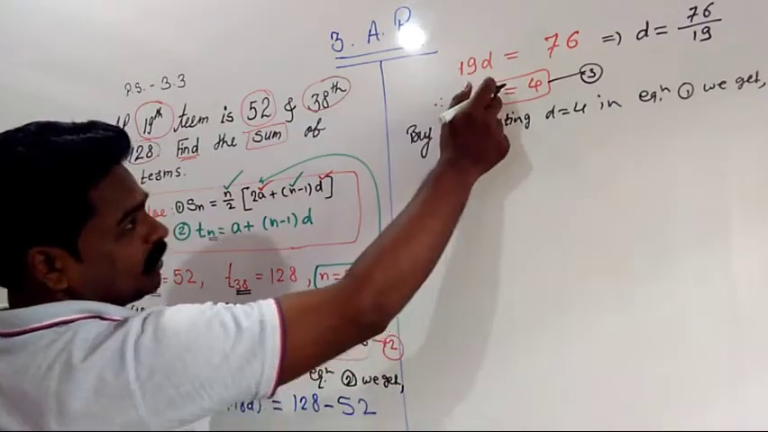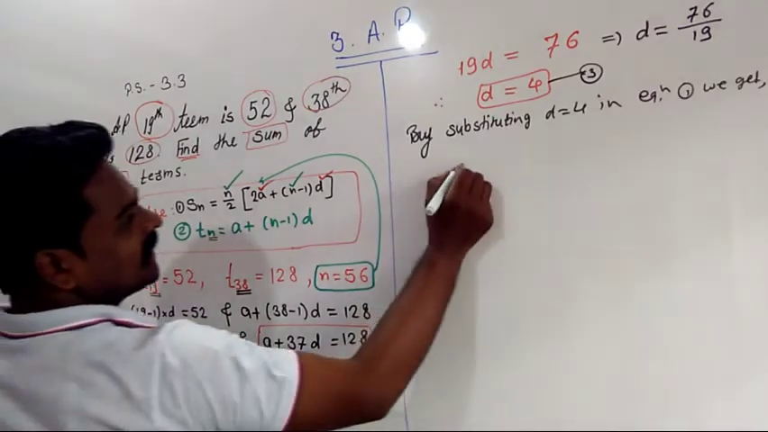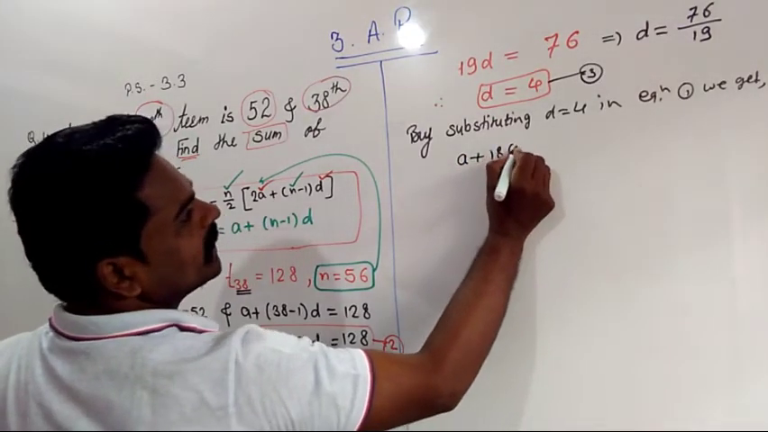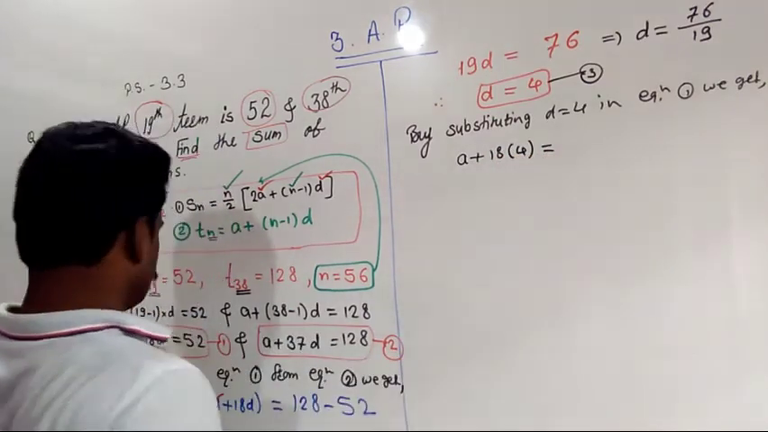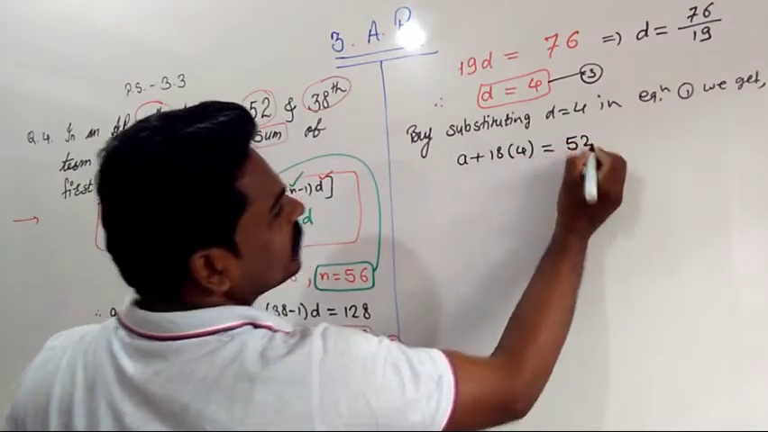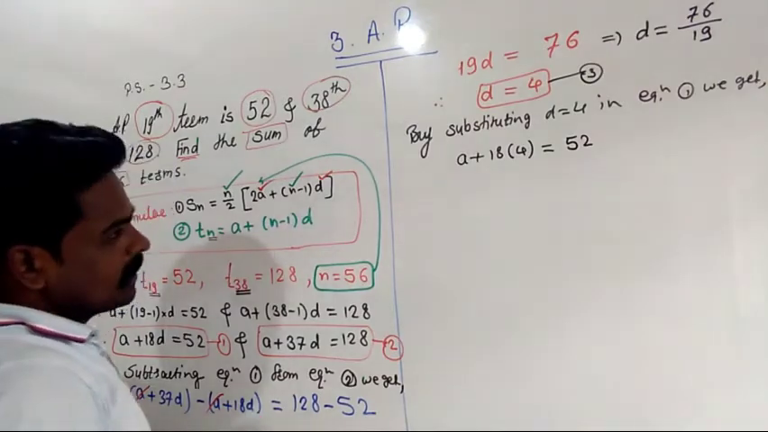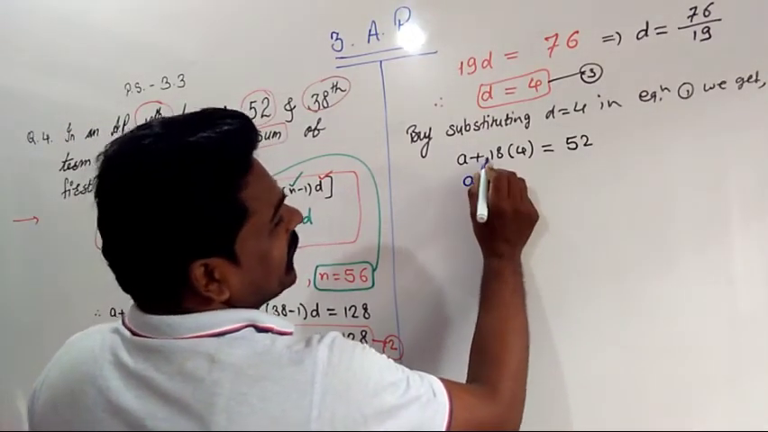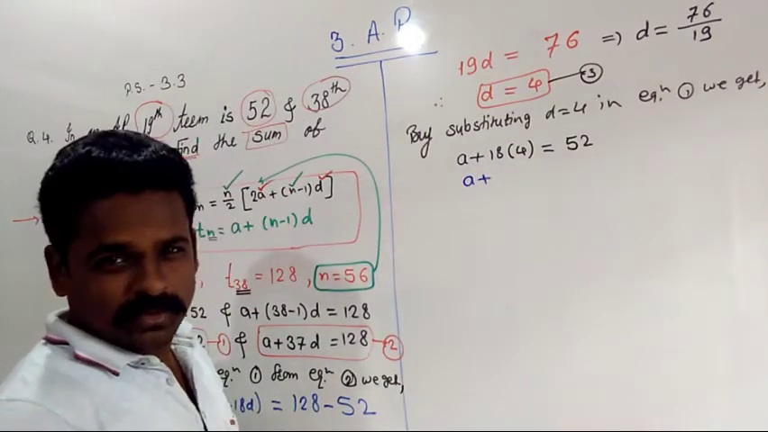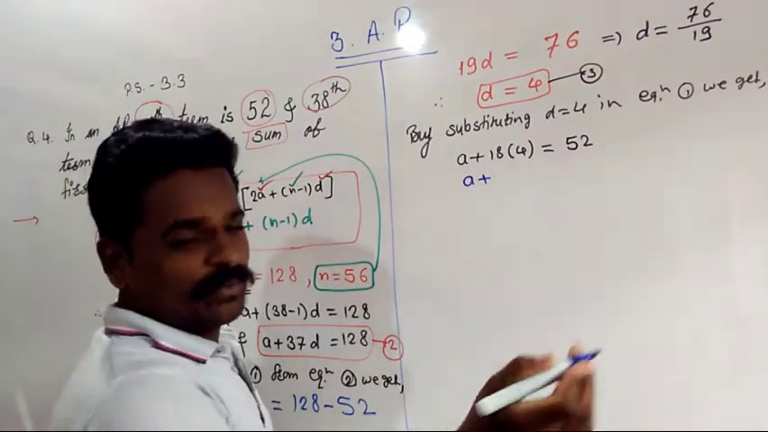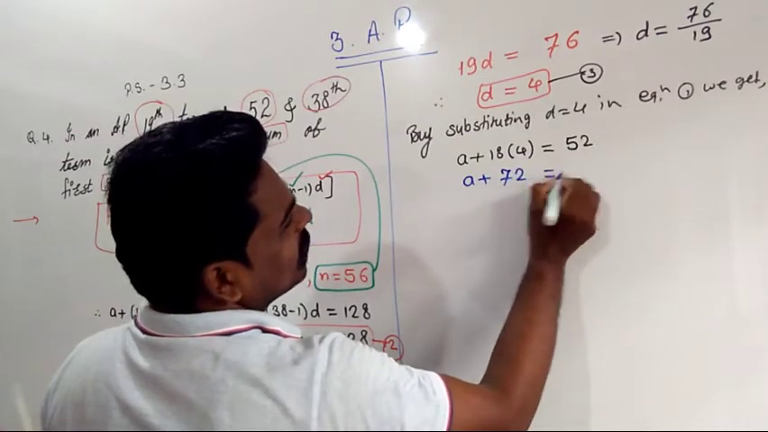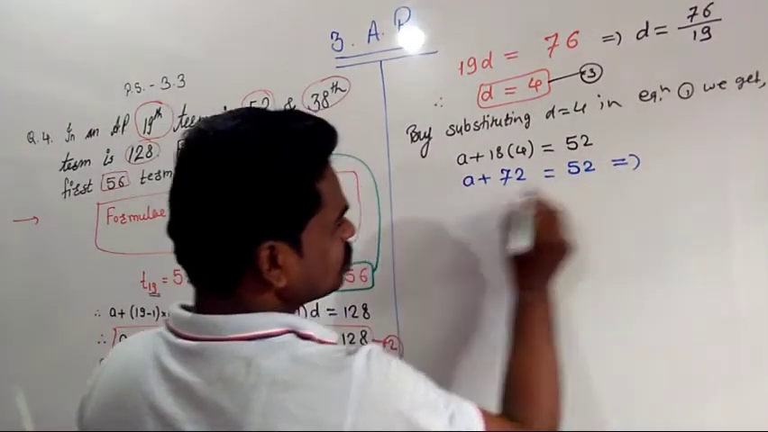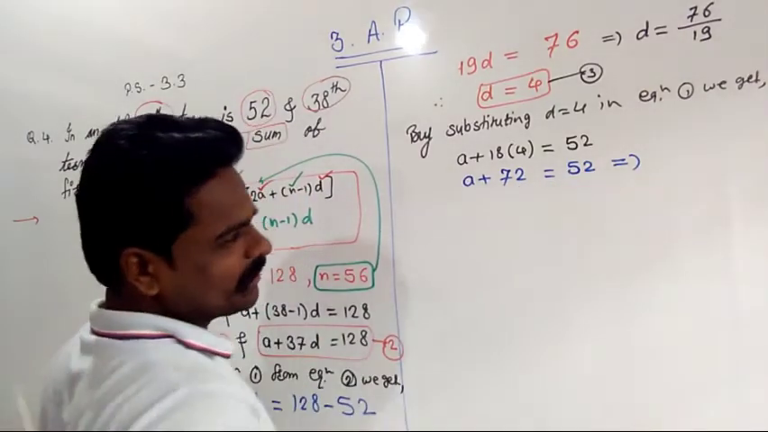A, you have to substitute the value of D. A as it is plus 18D, and D is 4. Is equal to 52. Fine. So A plus 18 into 4. 18 4s are 72, is equal to 52. So this will give us A plus 72 is equal to 52.